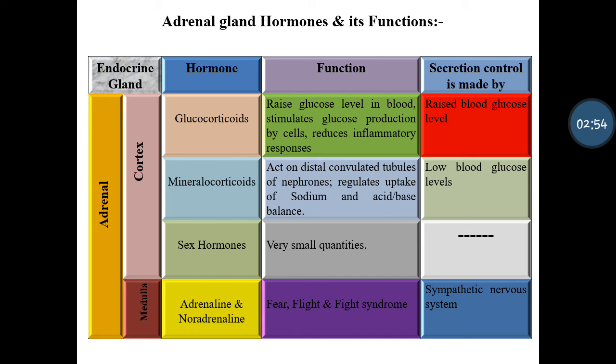The functions of glucocorticoids: they raise the glucose level in blood, stimulate glucose production by cells, and reduce inflammatory responses. Mineralocorticoids act on the distal convoluted tubules of nephrons and regulate the uptake of sodium and acid-base balance. Then sex hormones are produced in very small quantities. Adrenaline and noradrenaline are involved in fear, flight and fight syndromes.